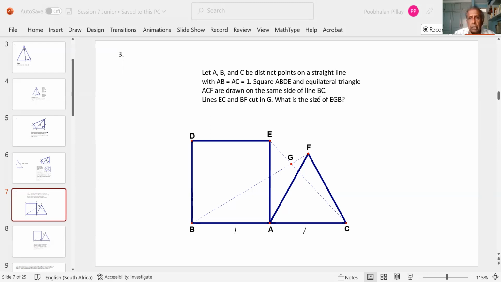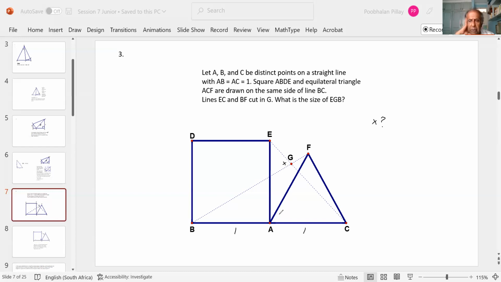These are drawn on the same side of BC, and you have that this line here and that line are drawn and they cut at G. The question is, what is the size of angle EGB? Let's have a look at what EGB is. The angle you're looking for is this one here. Let's call it X. So the question is, what is X?